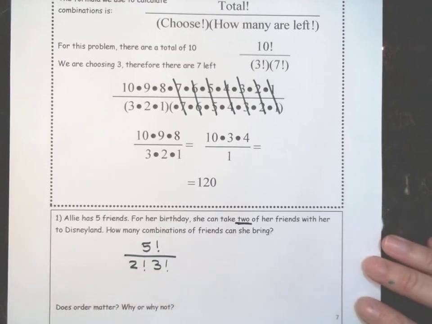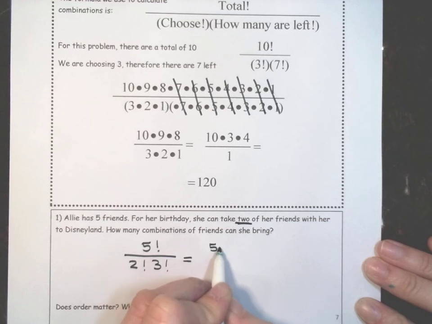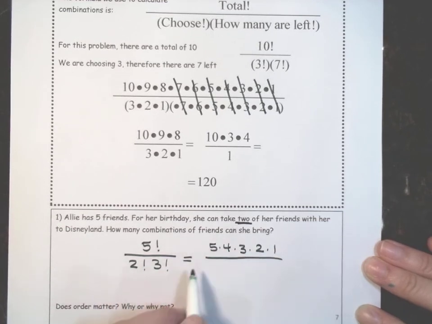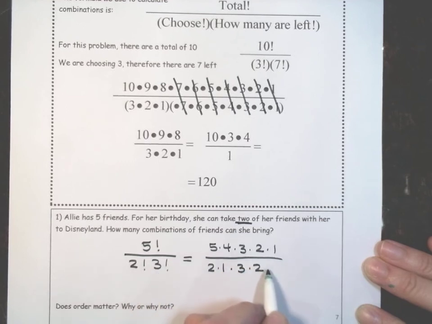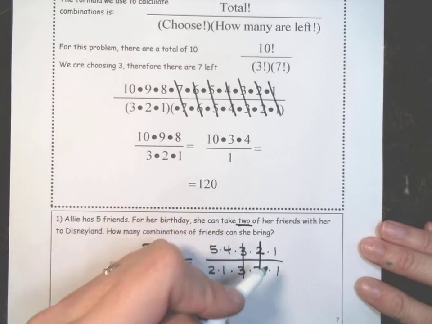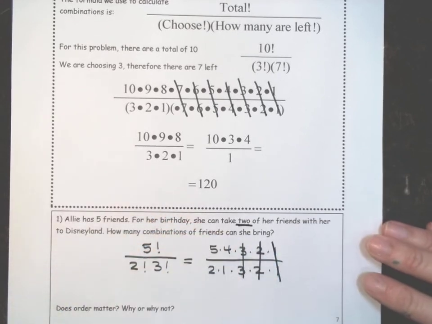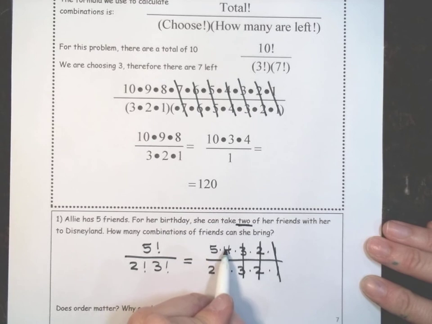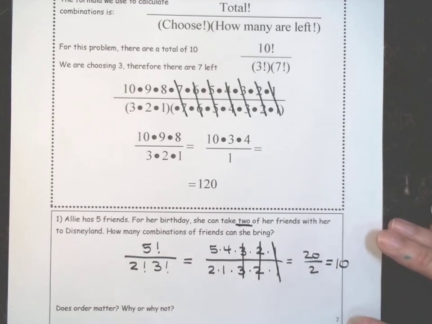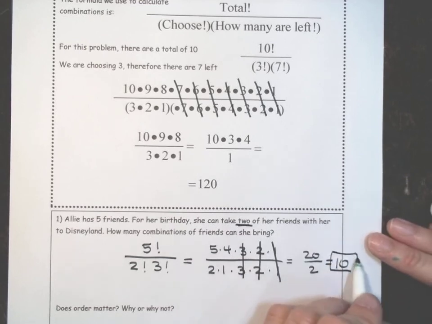So 3 factorial. So we have 5 times 4 times 3 times 2 times 1 divided by 2 factorial, 2 times 1, times 3 factorial, which is 3 times 2 times 1. 3s cancel out, 2s cancel out, 1 cancels out. So we get 5 times 4 on the top, which is 20, divided by 2 times 1 on the bottom, which means there are 10 different combinations of friends she can bring.